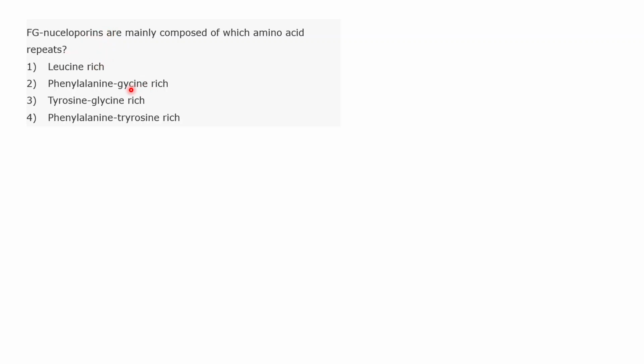Leucine rich, phenylalanine glycine rich, tyrosine glycine rich, or phenylalanine tyrosine rich? Which might be the answer? We have discussed this before. It is required to maintain the selective permeability of the nuclear complex, right? However, it consists of certain protrusions, and this protrusion consists of several amino acids. So, which majority amino acids are present in these FG nucleoporins, which enable selective permeability?